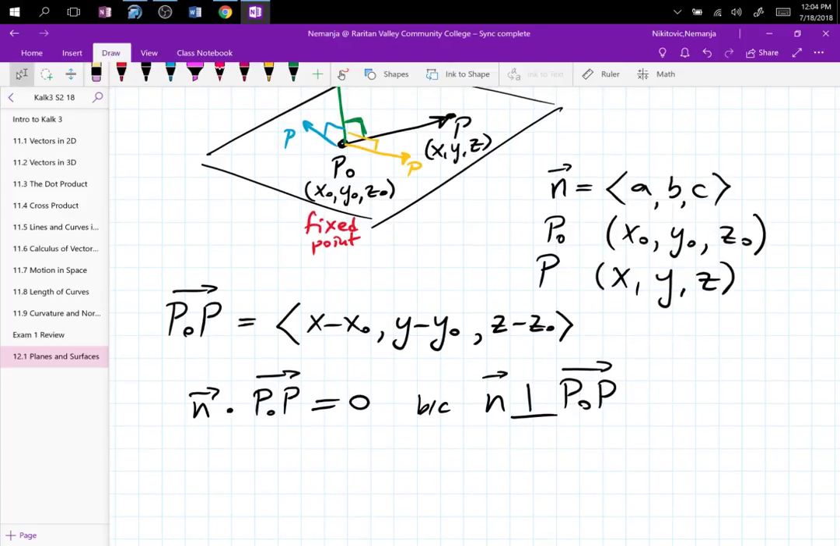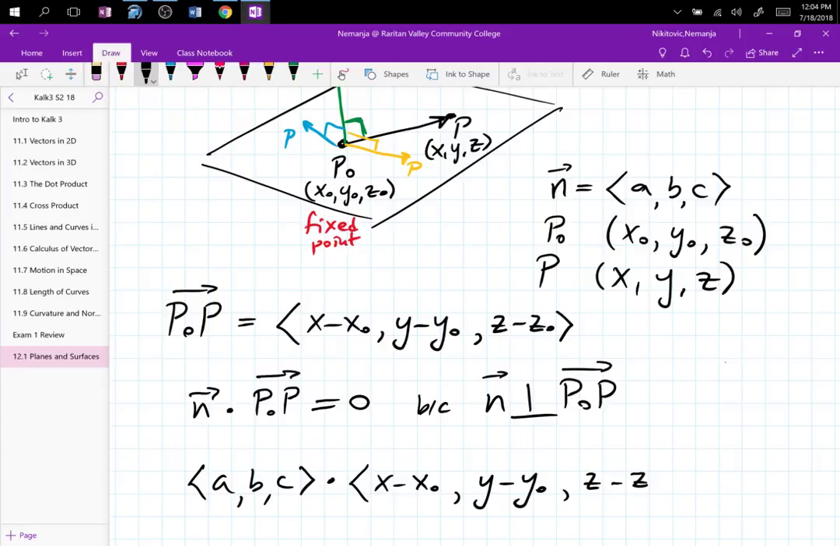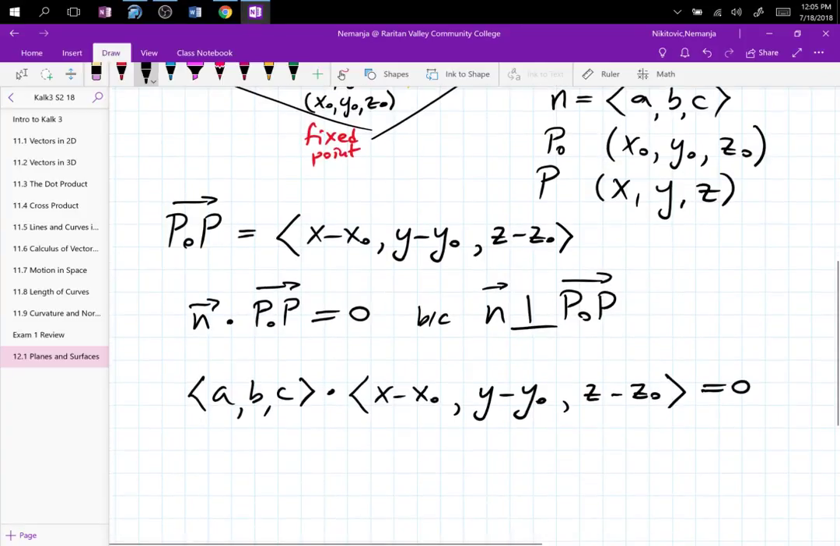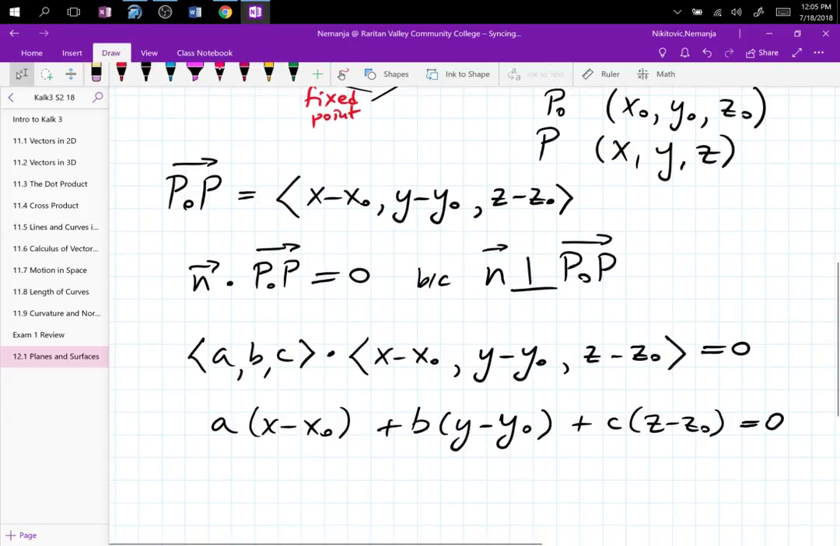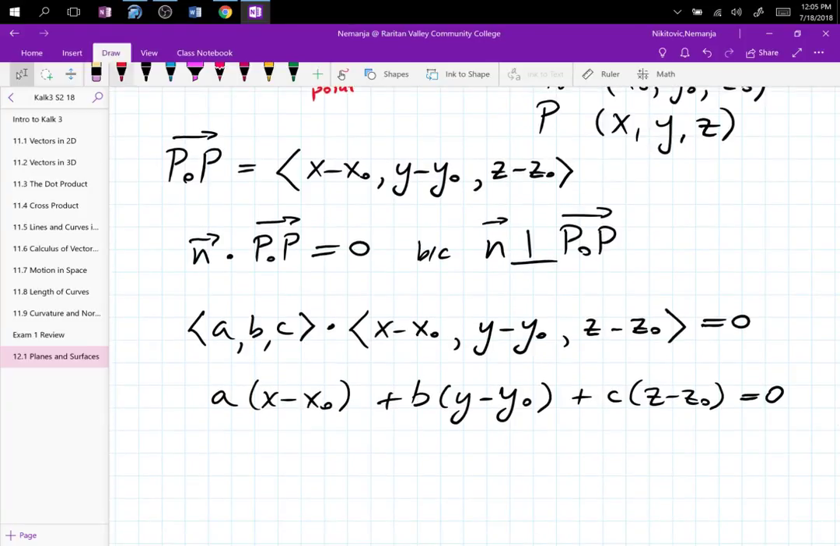So we get to write the dot product between these two. Well, if we have a dot product, then let's write it out. That's a, b, c dotted with x minus x0, y minus y0, and z minus z0. That needs to be equal to 0. And from there, you actually get your equation for the plane. You have a times (x minus x0) plus b times (y minus y0) plus c times (z minus z0) equal to 0. Now this is already the equation for the plane.